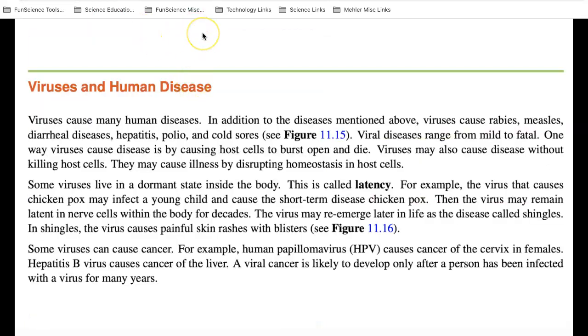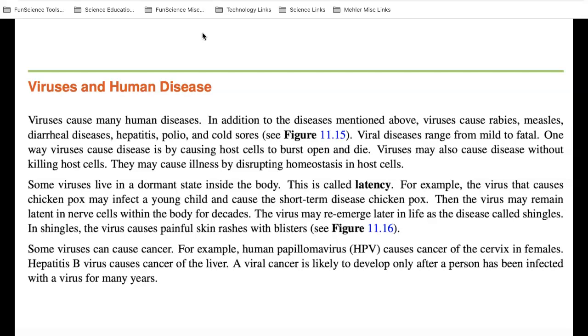Make sure you read this section of 11.2 carefully, because viruses cause many human diseases. In addition to some that have already been mentioned, viruses can cause rabies, measles, diarrheal diseases, hepatitis, polio, cold sores, and the diseases can range from mild to fatal. Some viruses live in a dormant state inside our bodies. This is called latency, and they don't pop out until later in life. In a disease called shingles, that's what happens.